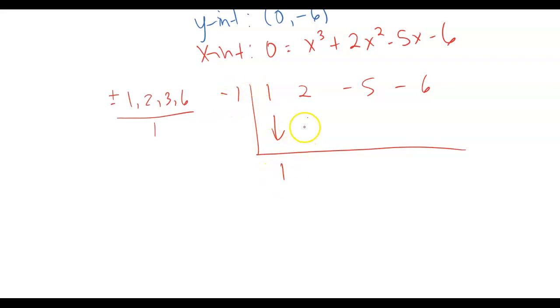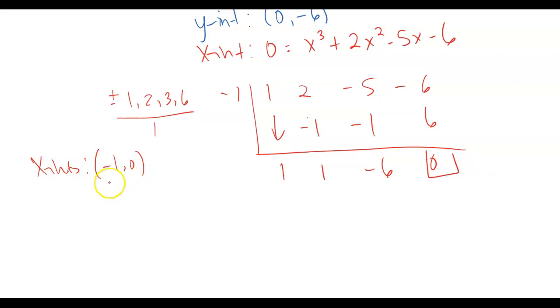-1 times 1 is negative. Now I'm going to add. Now I'm going to multiply. Now I'm going to add. Now I'm going to multiply. Yay! So that one gave me a 0. So I know that one of my x-intercepts is the point -1, 0.